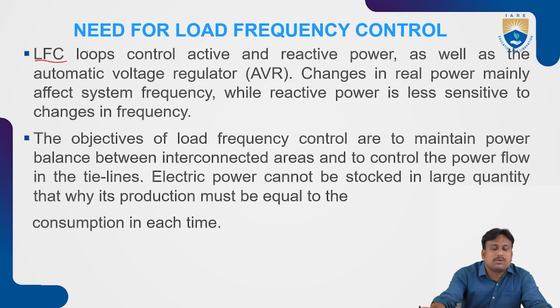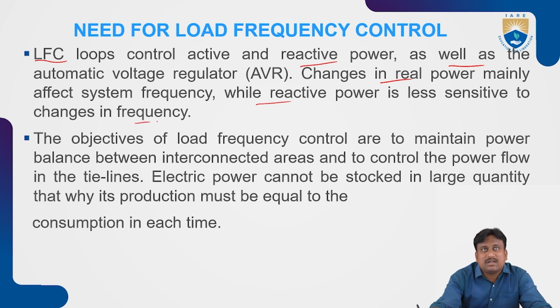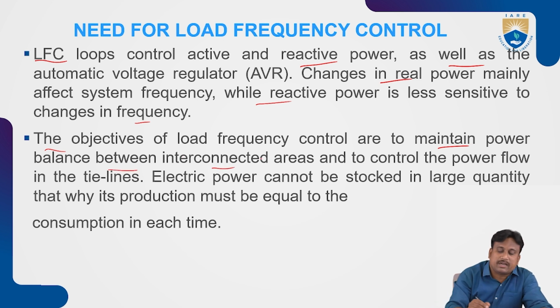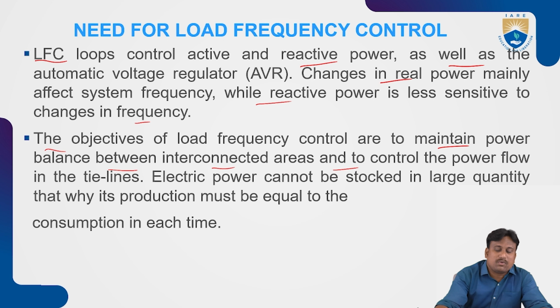Load frequency control loops control the active and reactive power, as does the automatic voltage regulator. Changes in real power mainly affect the system frequency, while reactive power is less sensitive to changes in frequency, so the load frequency control takes over. The objectives of load frequency control are to maintain the power balance between the interconnected areas and to control the power flow in the tie lines.